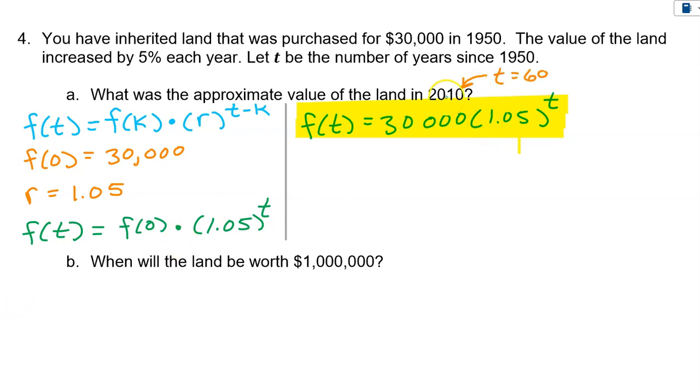The year 2010 corresponds to t equals 60, because 2010 is 60 years after 1950. So if we want to find the value of the land in 2010, we need to evaluate f at 60. So that will be 30,000 times 1.05 to the 60th power. Just put this in your calculator.